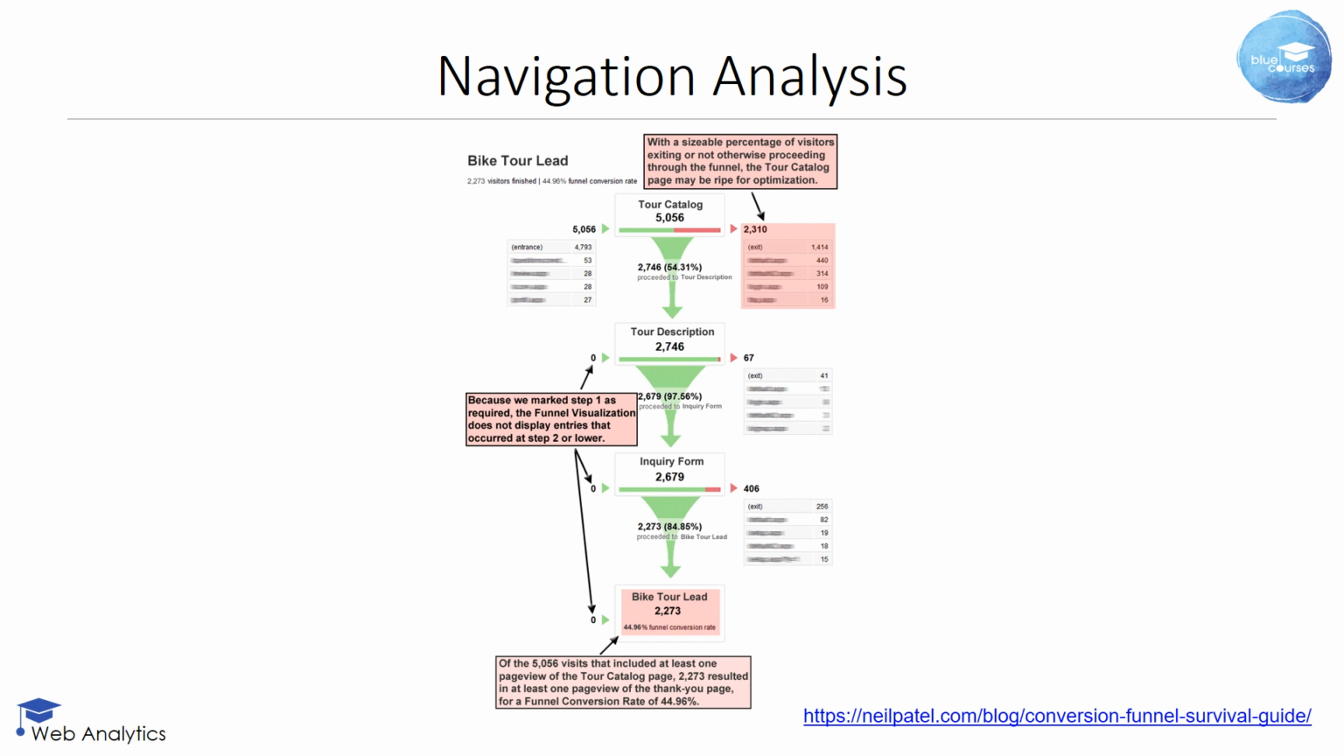From the tour description page, you can see how many move on to the inquiry form page, and from there onwards to the bike tour lead page, which represents a conversion. You can see that 2,273 visitors converted, which represents a 44.96% funnel conversion rate.